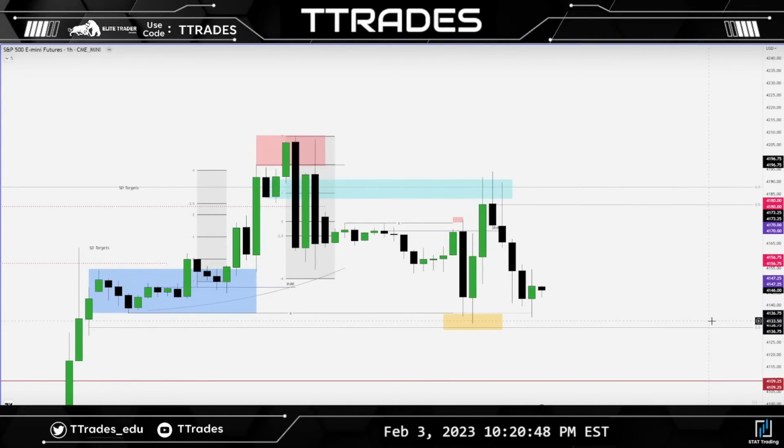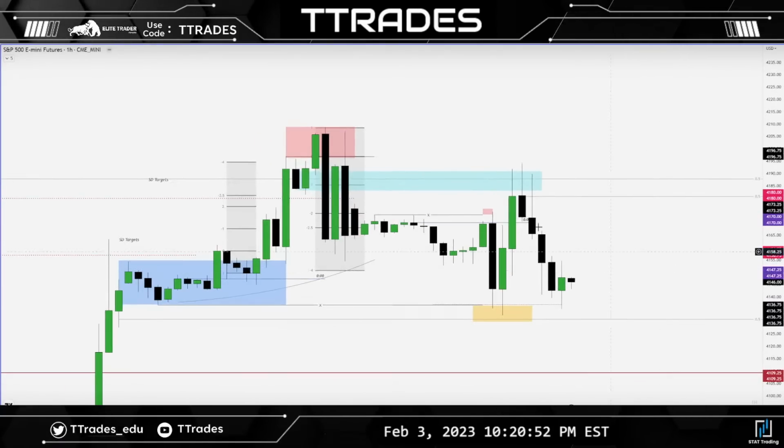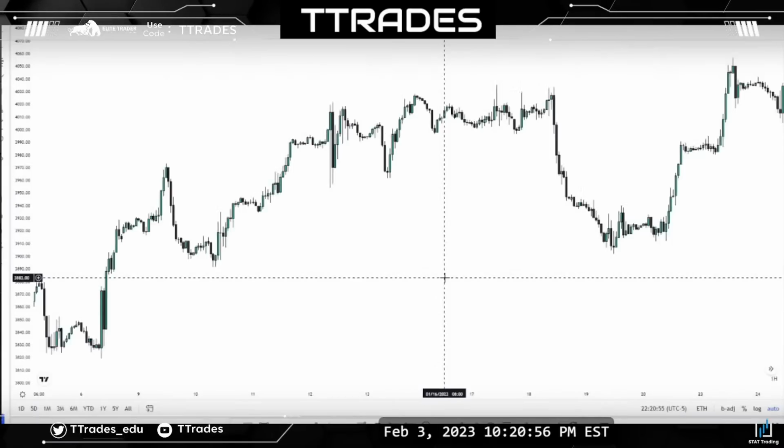There's a few questions on smart money reversal. Do you want to go over it? Yeah, go for it. I think there's a lot of ways to go about it because everyone trades differently.